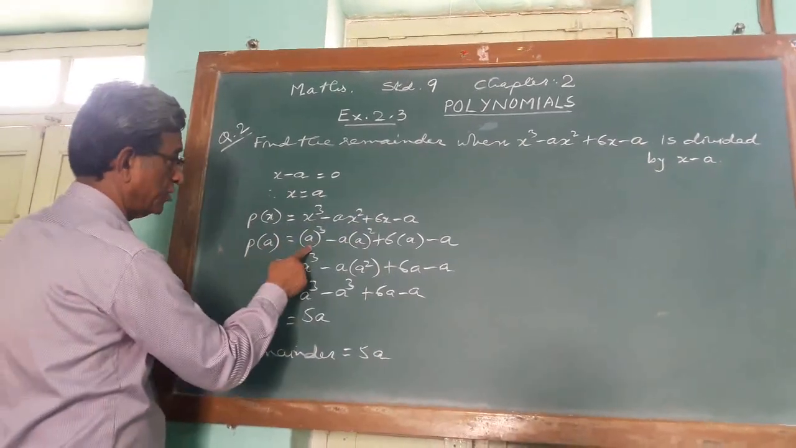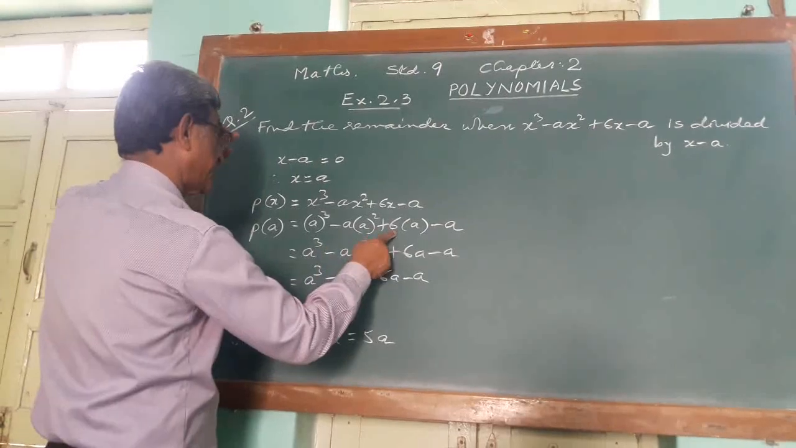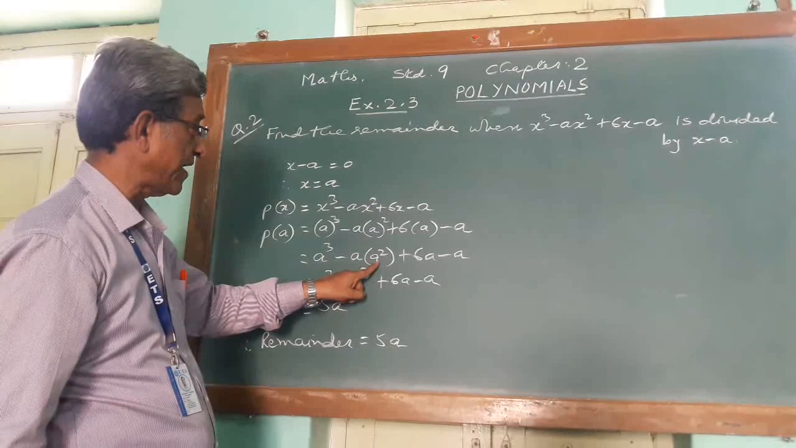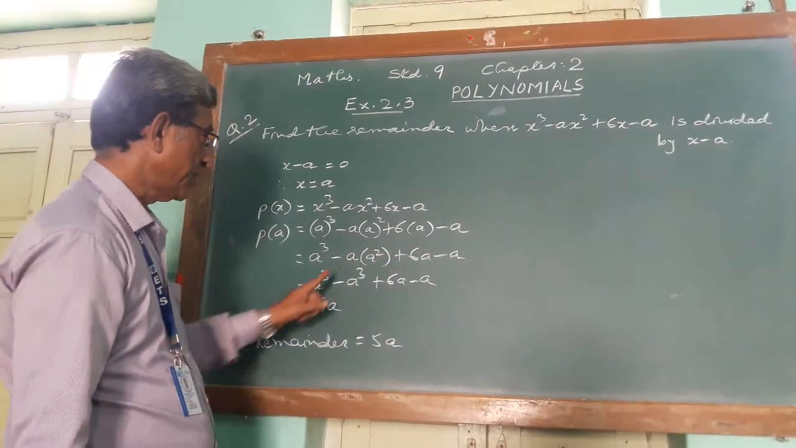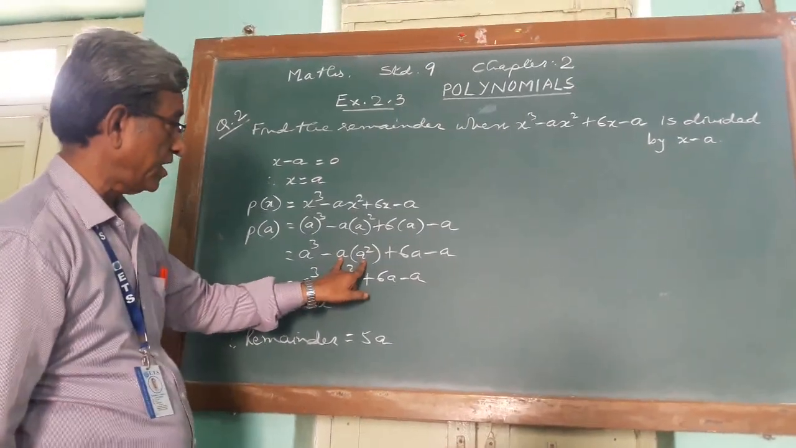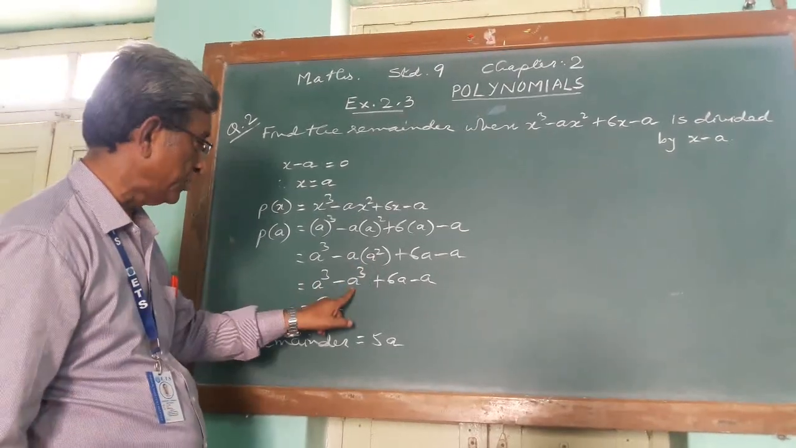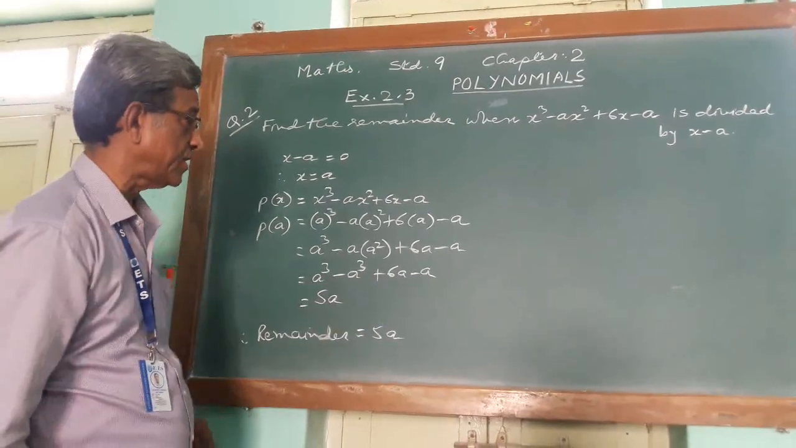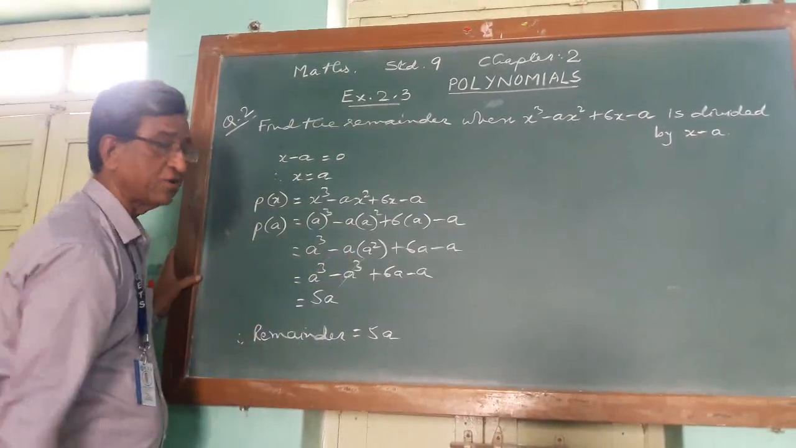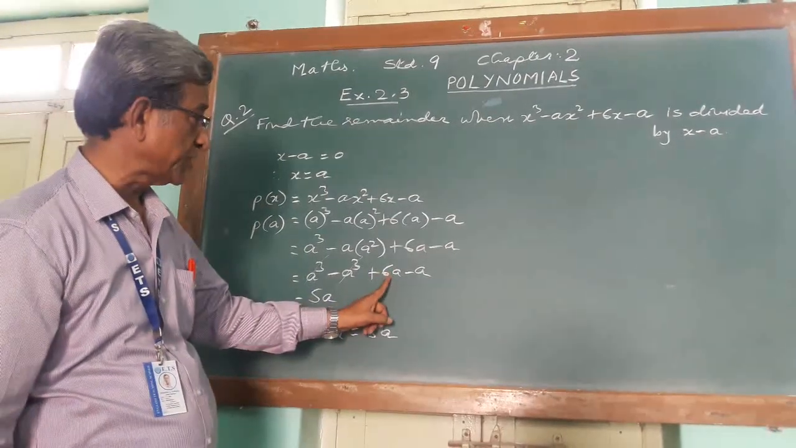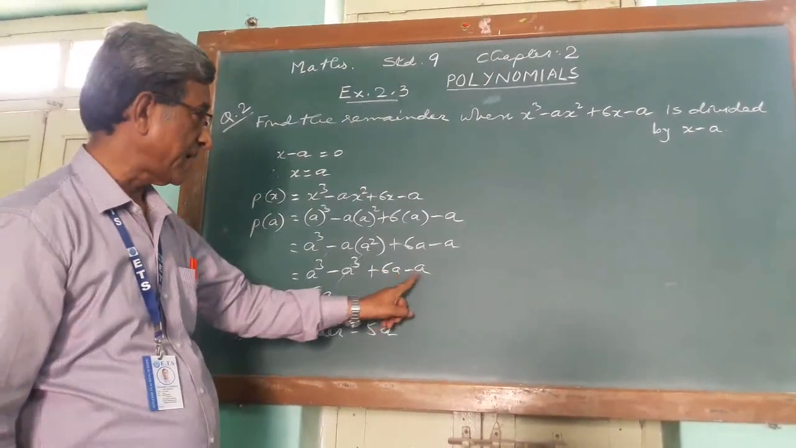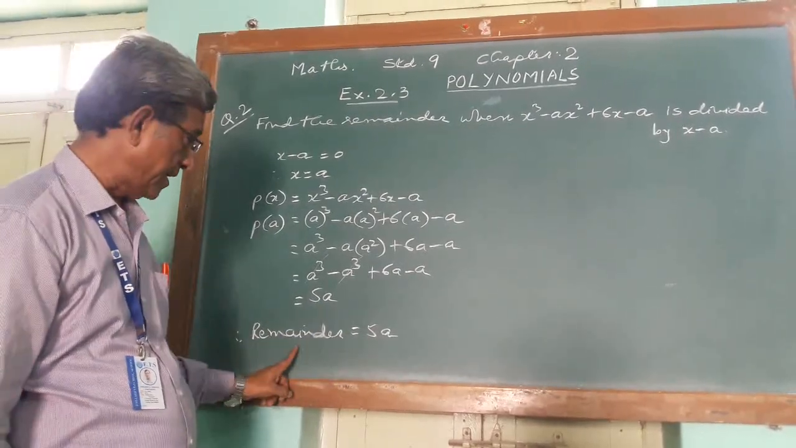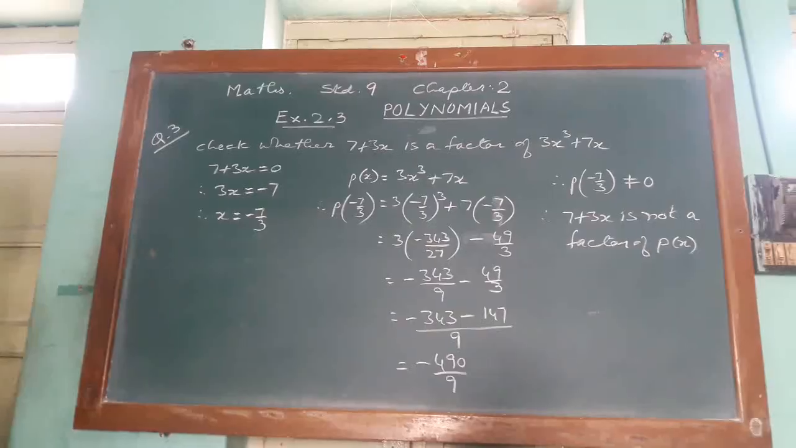So a cube, a into a square plus 6a minus a. A cube, square of a is a square, 6a minus a. A into a square, a multiplied by a square gives you a cube. So a cube minus a cube plus 6a minus a. So plus a cube and minus a cube will cancel. And here we will get 6a minus a. 6a minus a gives you 5a. So the remainder of this sum is 5a.